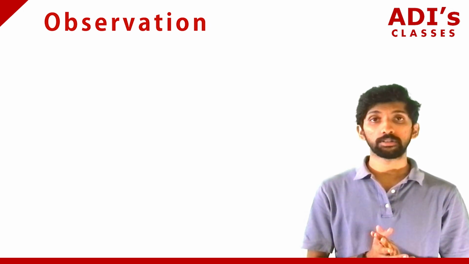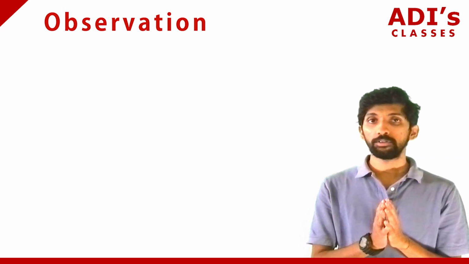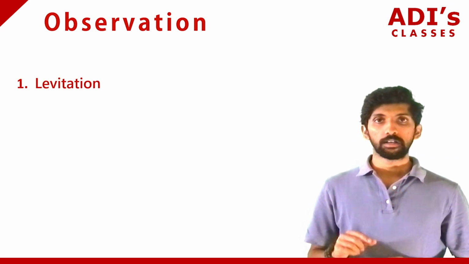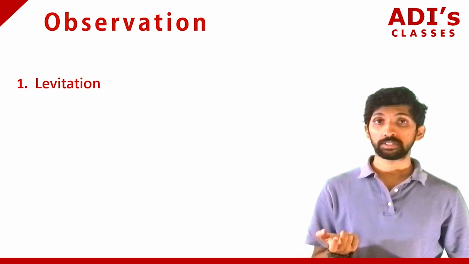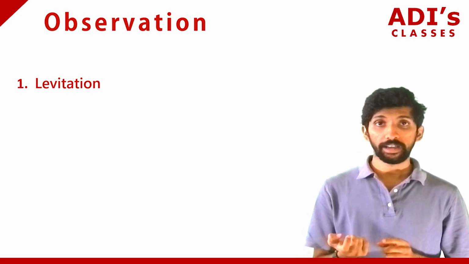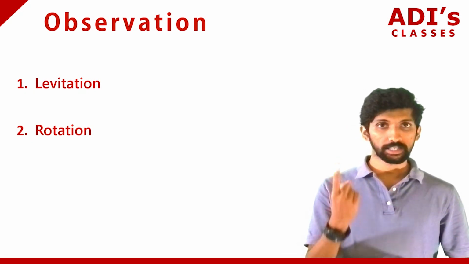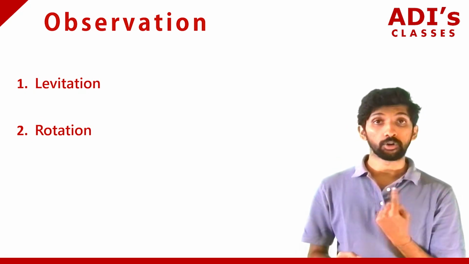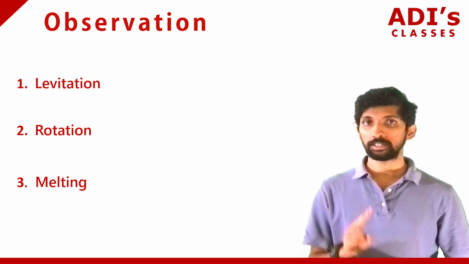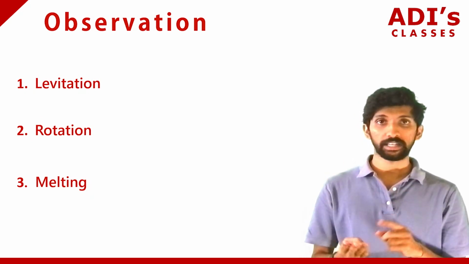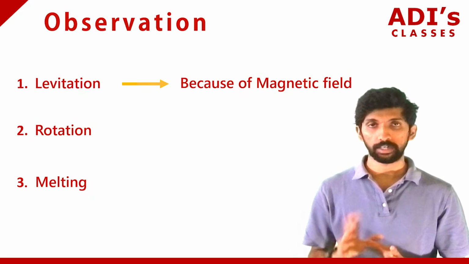Okay, so you guys saw the video. Now, I want you to notice a few things in the video. The first thing is, that metal piece which was inside the coil was levitating. That's the first point, because of the magnetic field. The second point, it started rotating after some point of time. Did you guys notice? It started rotating. The third thing is it melted and then it just fell off, right?